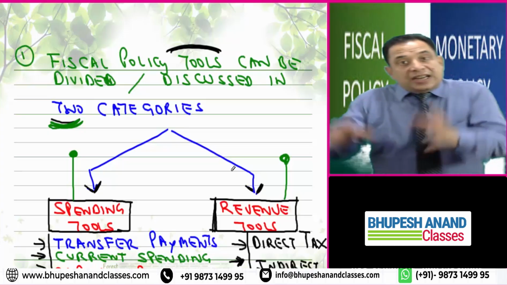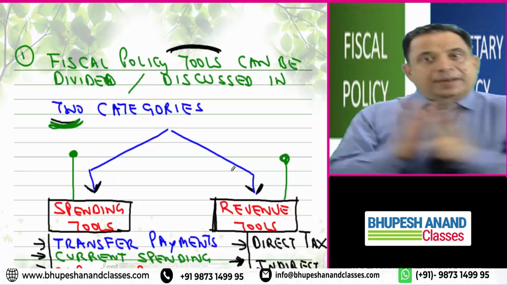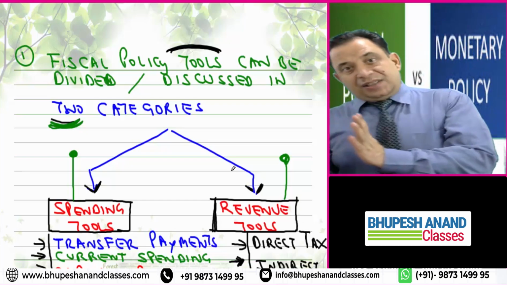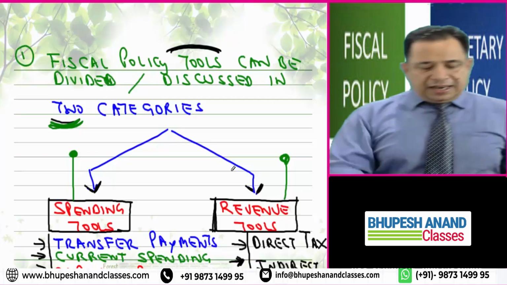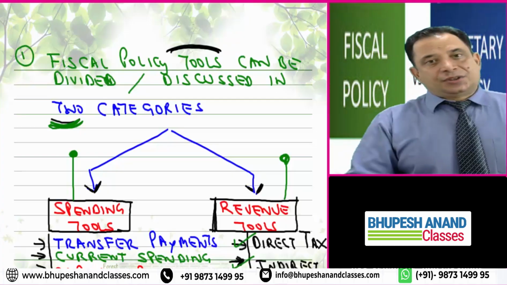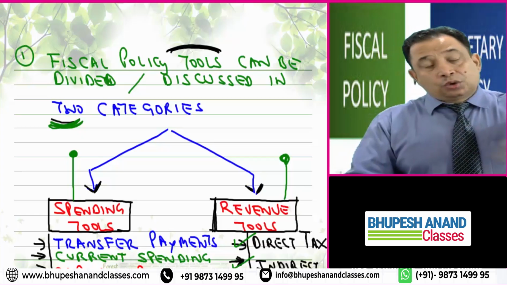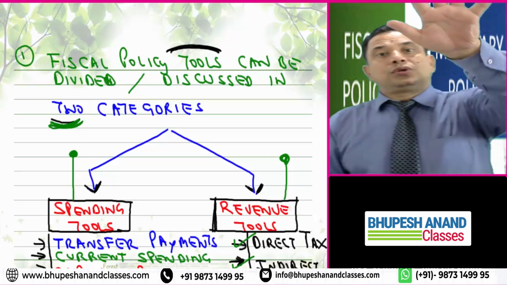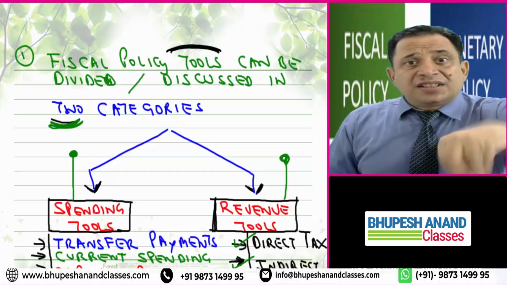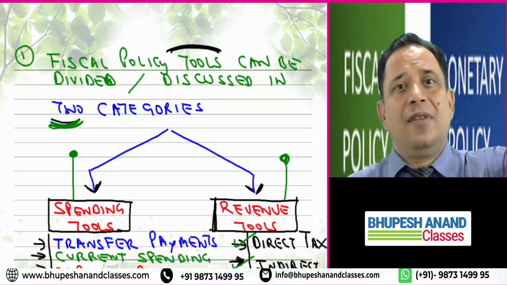Please prepare the flow chart as it is, as I have prepared. I repeat, first is transfer payment, second is current spending, third is capital spending, and within incomes, direct taxes and indirect taxes. So these are the two taxes, direct tax and indirect tax, and these are the three. So in total there are 5 tools. I will be discussing each and every tool with you, the nature of each and then the pros and cons, and then we will finish this lecture.